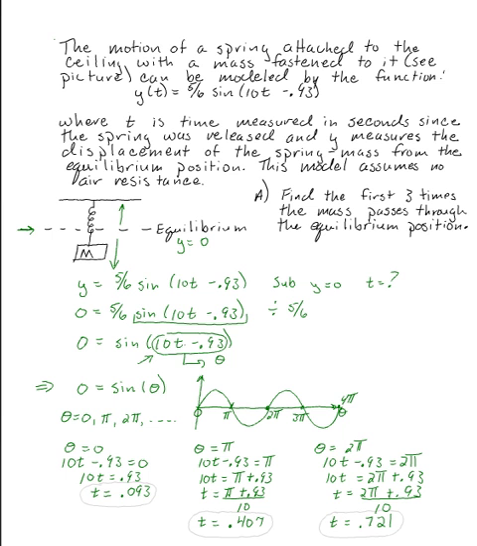Now I can check my answers by placing these 3 t values back into the motion equation that was originally given, making sure that y is at least approximately equal to 0. It might not be exactly 0 because we've done some approximations here. You might want to pause and make sure that's true. I think if you took the time and checked those, you'll find those are correct. So I'm going to go back and circle these 3 as our first 3 times that the mass passes through the equilibrium position.